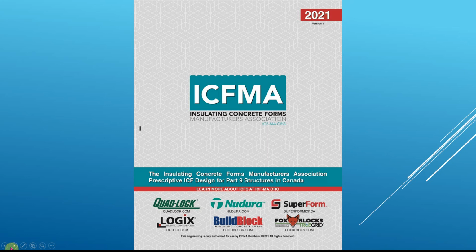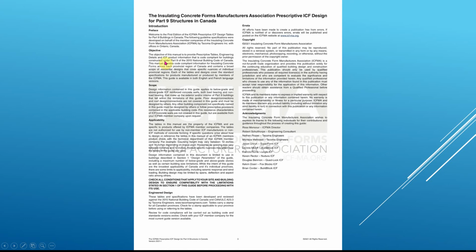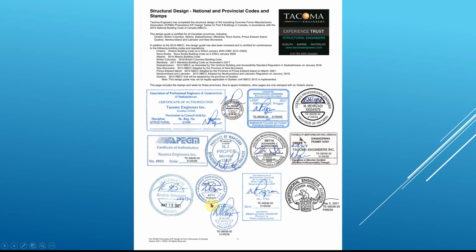So the ICFMMA Manual, which I talked about, is the design for Part 9 structures. And you can see the 6 manufacturers that have signed on to this manual. Again, it talks about Part 9, and it gives you some material. These are pages out of the manual, and the various stamps are there.